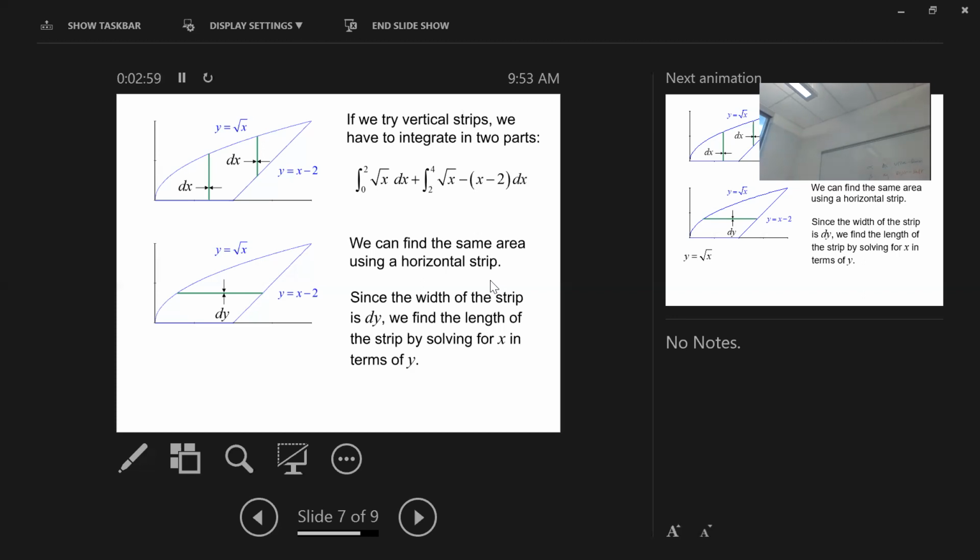Okay? So this is a really helpful screen because you can see the difference. dx is the sum of two separate integrals. dy is just one integral. But how would you set it up? Well, there's the one curve, y equals root x. But if I'm going to do the problem dy, I got to solve it for x.